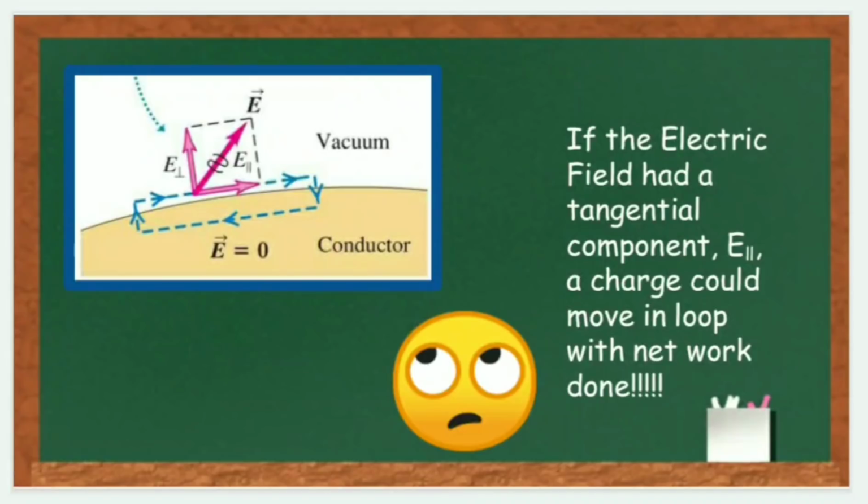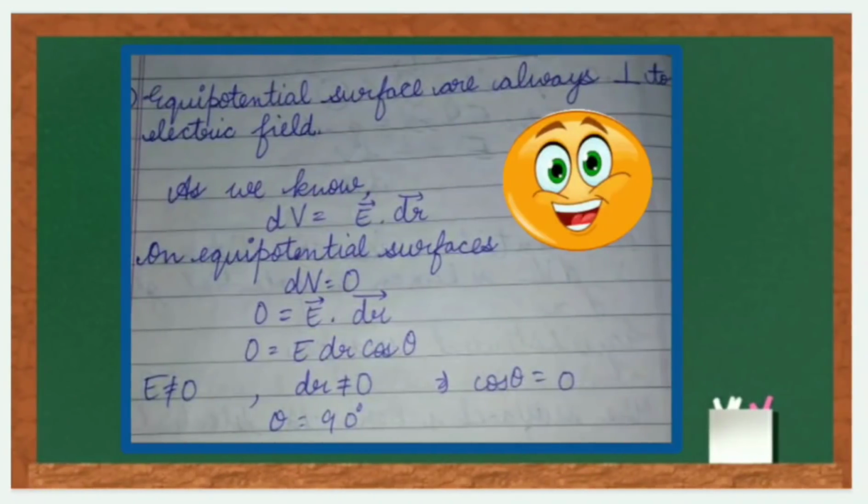But because of the horizontal component, that is the tangential or parallel component, the charge may tend to move in that electric field. In that case, the work done is not equal to 0, as this value is not equal to 0. Do you understand? You will understand it even better when you go through this particular derivation. This derivation is also not there in your book. Please make a note of it.